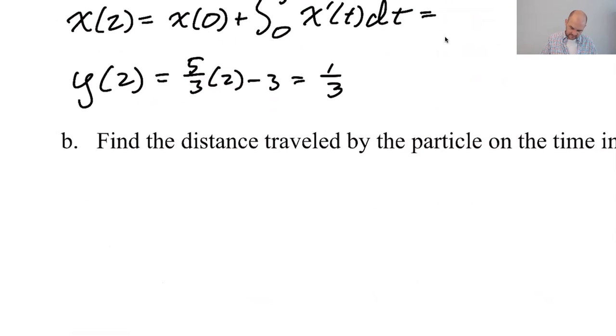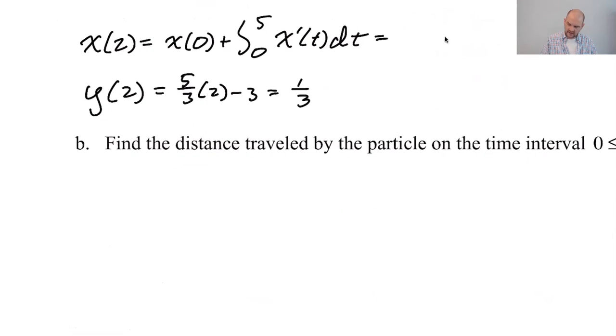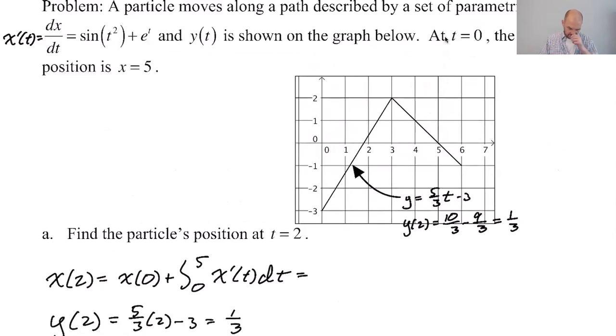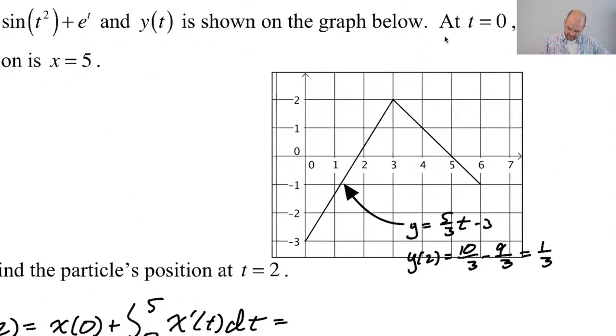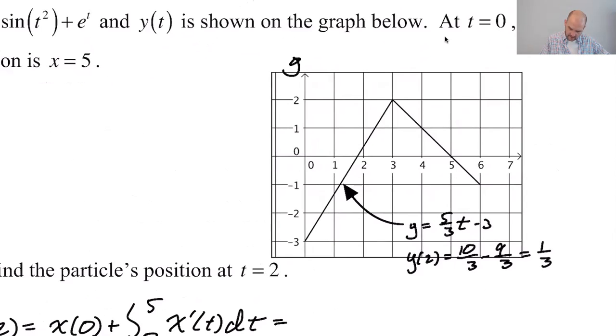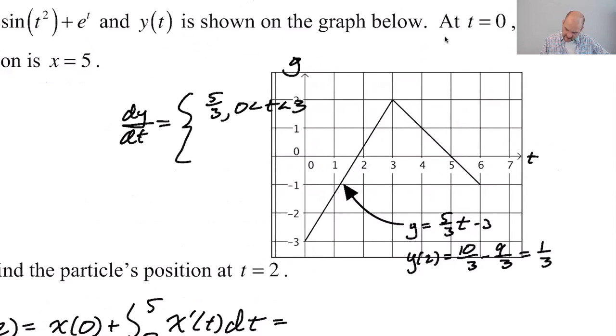Distance traveled on 0 to 4. Okay, there's an issue with this. So dy/dt is a piecewise function, right? Because this is the graph of y as a function of t. This is not dy/dt, which means that y prime, dy/dt, is piecewise. It's the slopes, right? So this we said was up 5/3. That's 5/3 for 0 to 3. And then down 3/3. That was a hard way to get to -1 between 3 and 6.